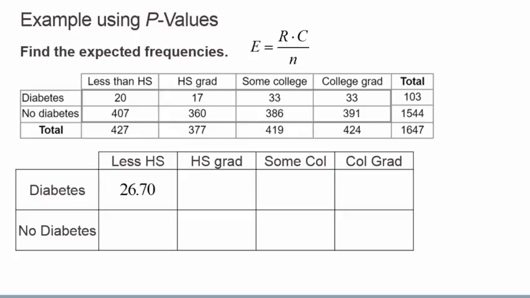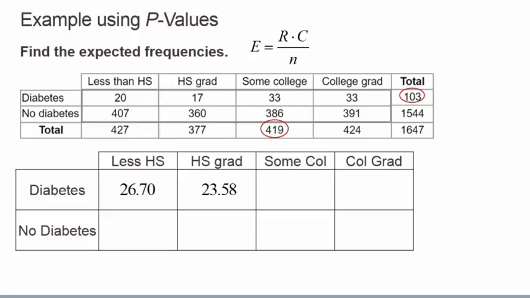Next, I'm moving to diabetes, high school grad. The total for my diabetes row is 103. The total for high school grad is 377. 103 times 377 divided by 1,647 is 23.58.